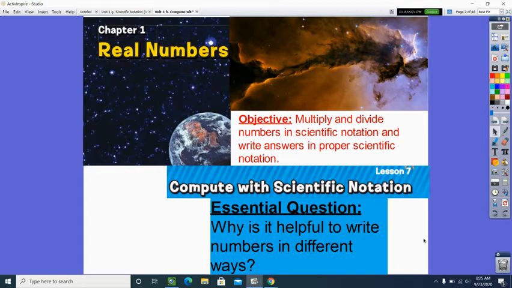dividing those numbers in scientific notation is easier than if we leave them really big or really small in standard notation. So today we're definitely going to be thinking about why is it helpful to write numbers in different ways. It is considerably easier to multiply and divide these numbers that we're going to be working with in scientific notation.